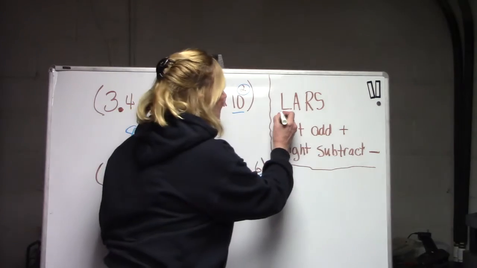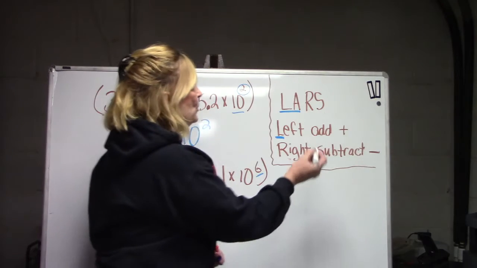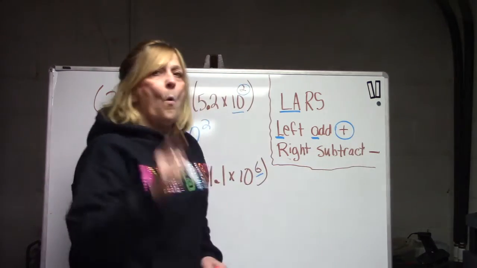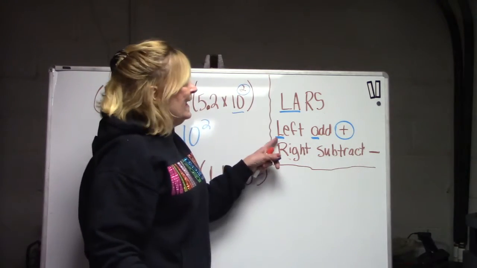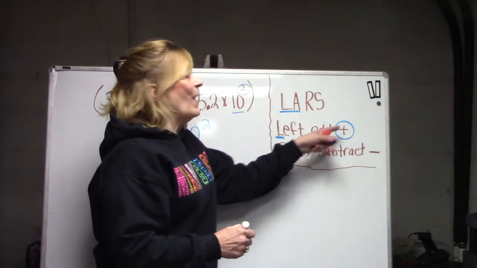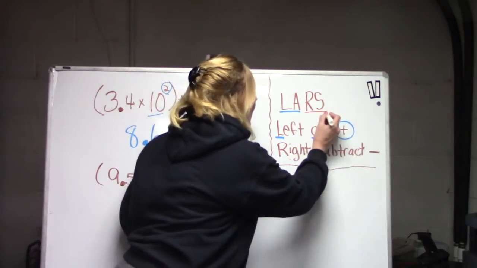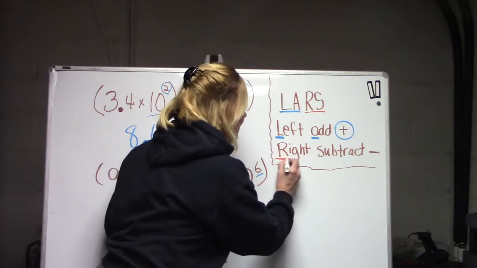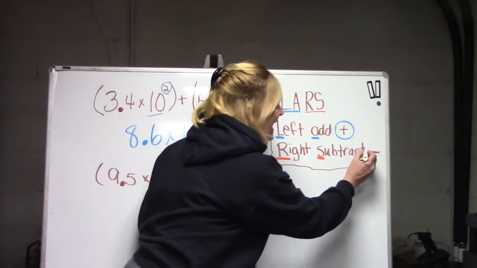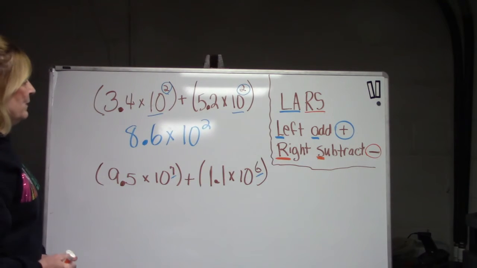Okay, it's called LARS. L-A-R-S. LARS. Left, you are going to add 1, or however many spaces you're moving to the left, to the exponent. So if I'm moving the decimal point to the left, I will add that many spaces to the exponent. RS, if I am moving my decimal point to the right, I will subtract however many spaces I'm moving from the exponent.